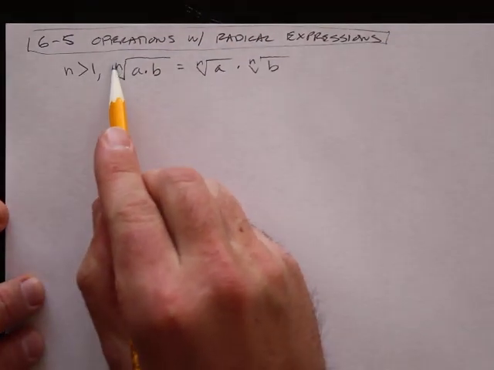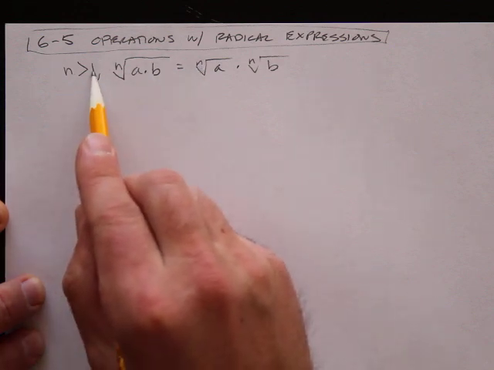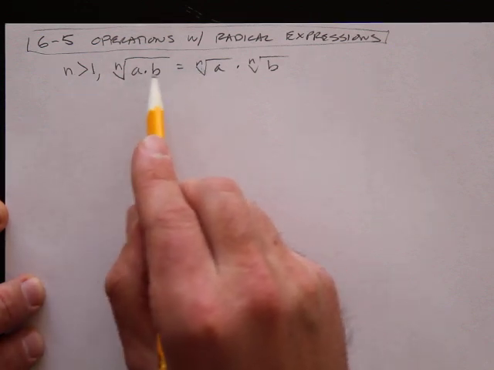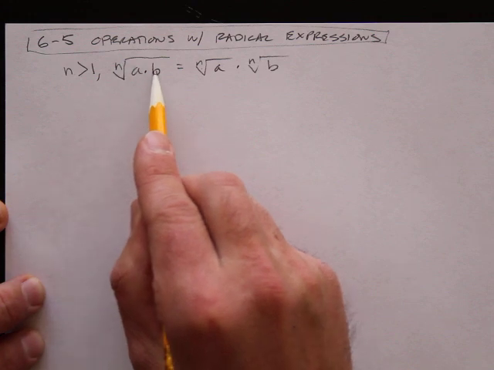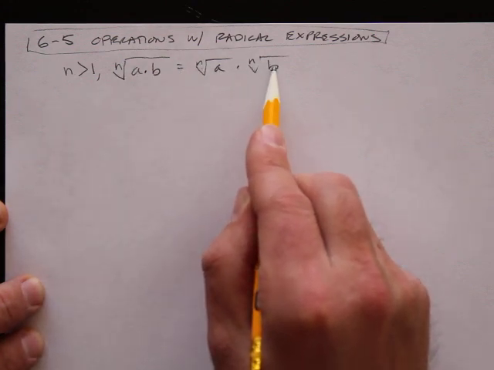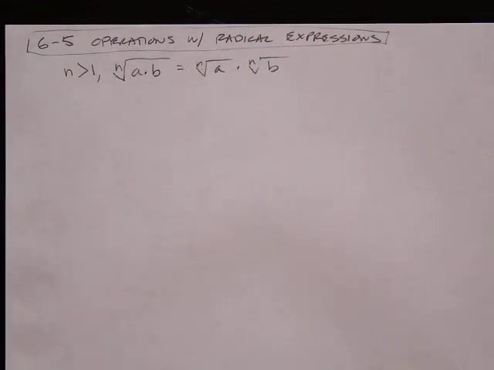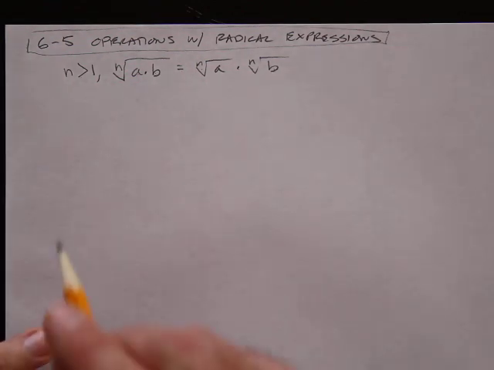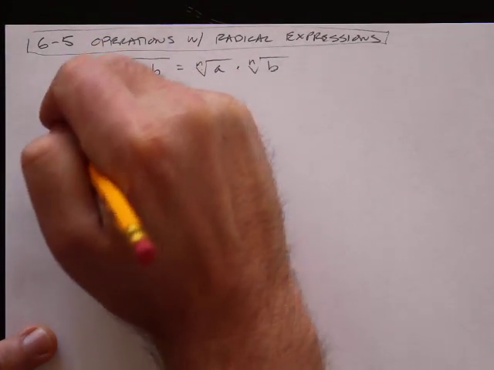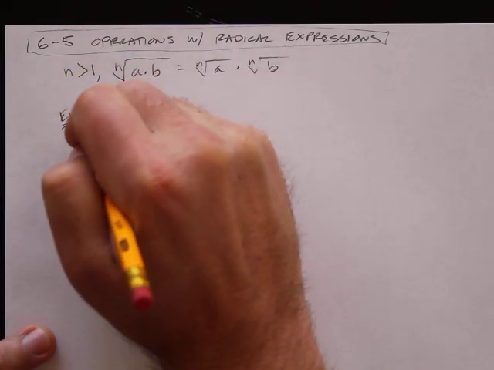So as long as the index number is greater than 1, then the nth root of a times b is the same as the nth root of a times the nth root of b. And so we're going to use this to do a bunch of examples, and that's what we're doing here for 6-5. So first off, we're going to do a little bit of a clarifying example.